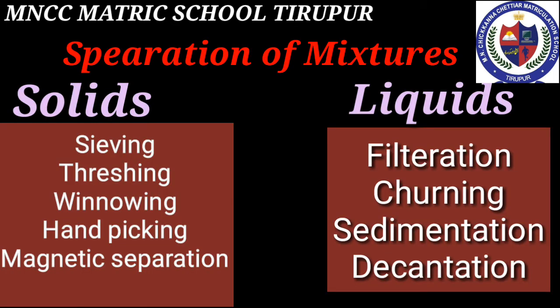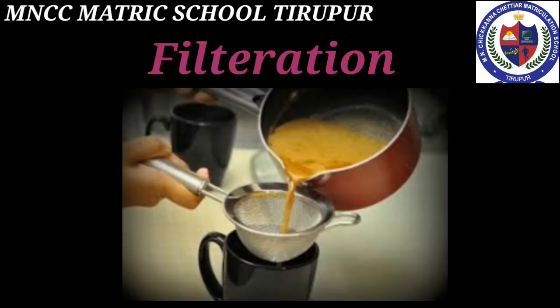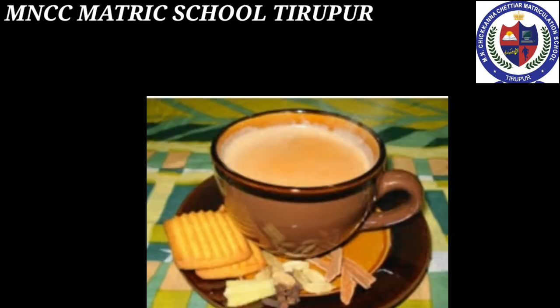Next we'll move on to separation of mixtures. Mixtures may be solids or liquids. Solids can be separated by sieving, threshing, winnowing, handpicking and magnetic separation. Liquids can be separated by filtration, churning, sedimentation and decantation methods. Let's see one by one. First one is the filtration method. Tea leaves are separated from the liquid with a tea strainer while preparing tea.